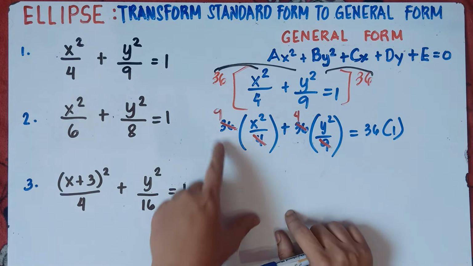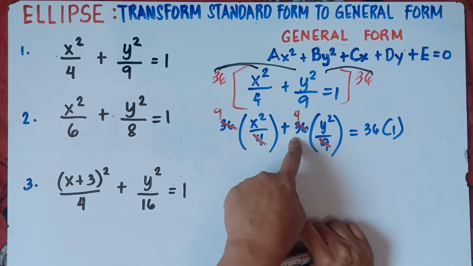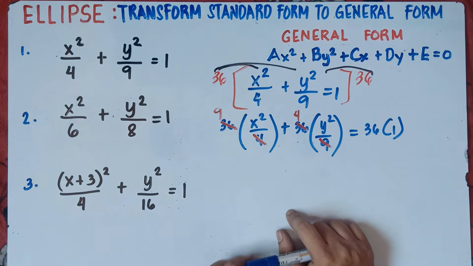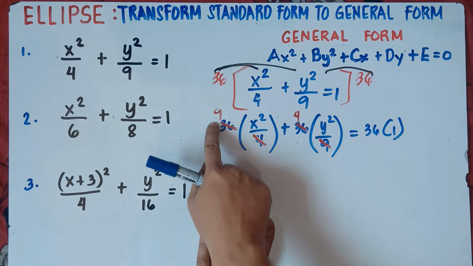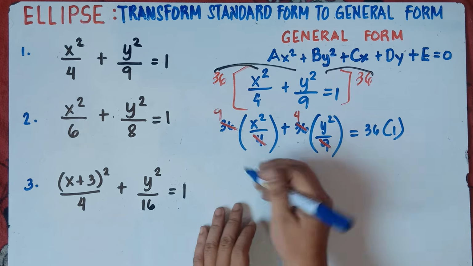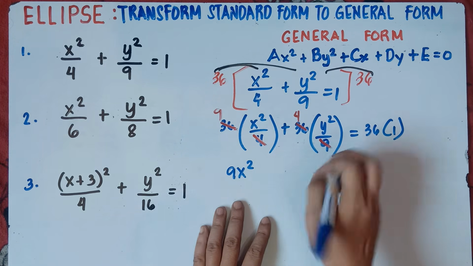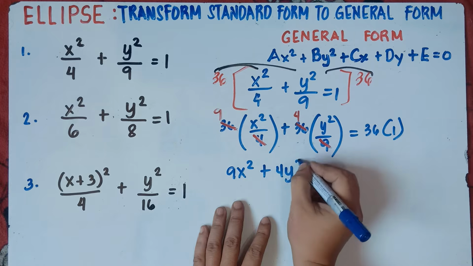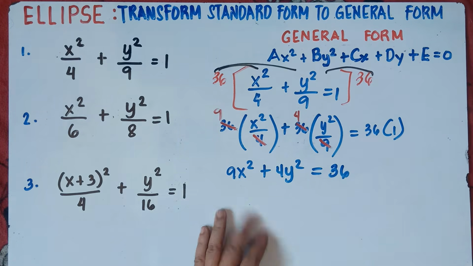Once again, class, we can reduce 36 divided by 9 and 4 is 9. Then 36 divided by 9 is 4. So we just eliminated the denominators, class. So this will be multiply 9 times x squared. That would be 9x squared. Positive 4 times y, that's positive 4y squared. Equals 36 times 1, that is 36.